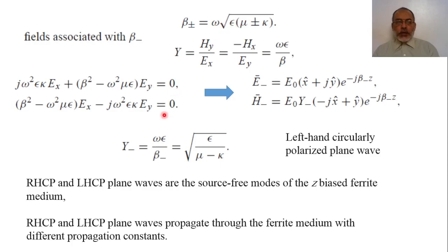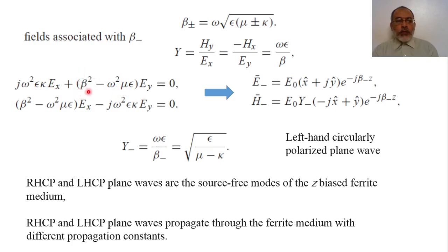So in this case, Y minus would be omega epsilon over beta minus, which will be square root of epsilon over mu minus kappa, which is different from the characteristic impedance or characteristic admittance of Y plus. This means that the propagation in the negative case will propagate with a different characteristic impedance, with a different propagation constant, and so on.